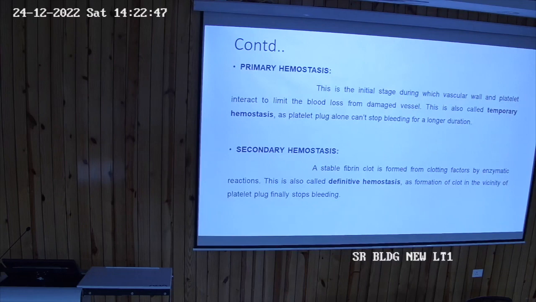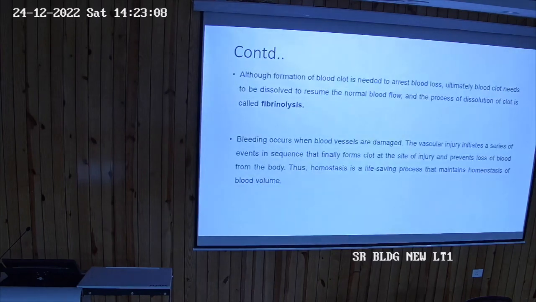Okay? Secondary hemostasis: a stable fibrin clot is formed from clotting factors by enzymatic reactions. This is called definitive hemostasis, okay, as formation of clot in the vicinity of the platelet plug. Once the platelet plug is formed, another is the definitive hemostatic plug. When the clot is formed, the fibrinolysis mechanism takes place.